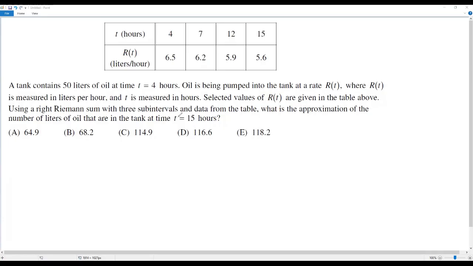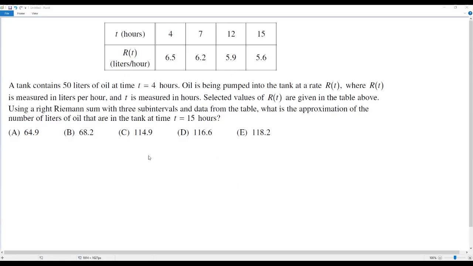Okay, now let's think in general. Oil is being pumped into the tank at the rate of 15 liters per hour for 4 hours. Now, I just want to find the amount of oil in the tank after 4 hours. What do we have to do? We have to multiply the number of hours, 4, and the rate at which the oil is being pumped into the tank per hour, that is 15. 4 times 15 is 60. So after 4 hours, we'll have 60 liters of oil in the tank.